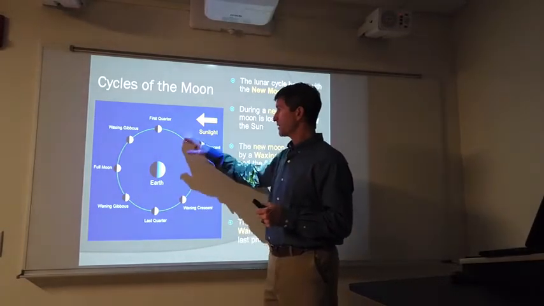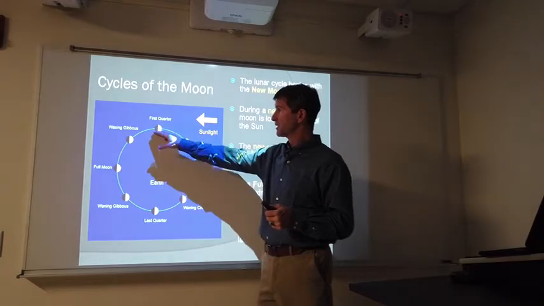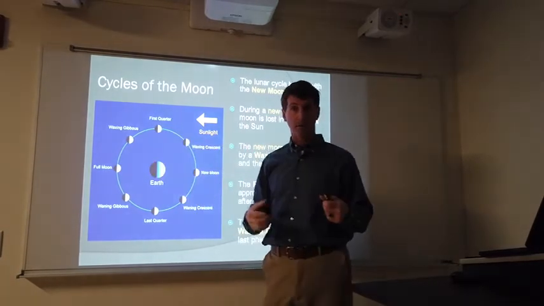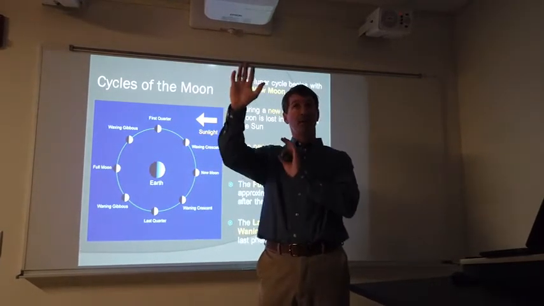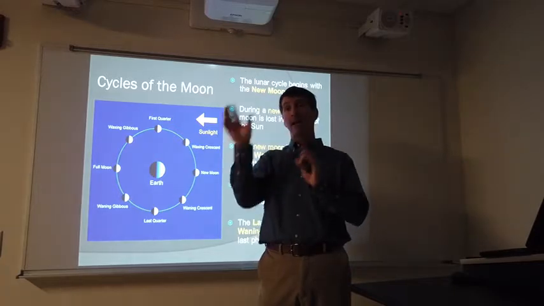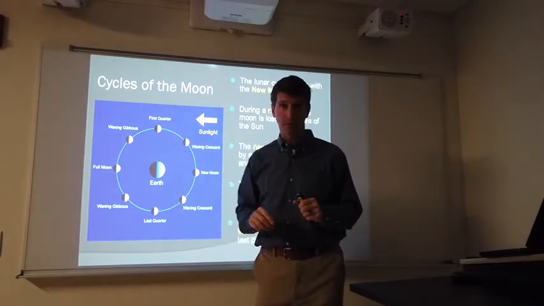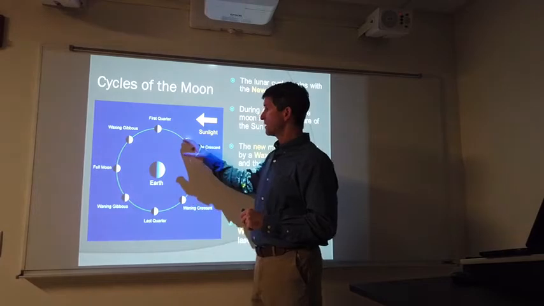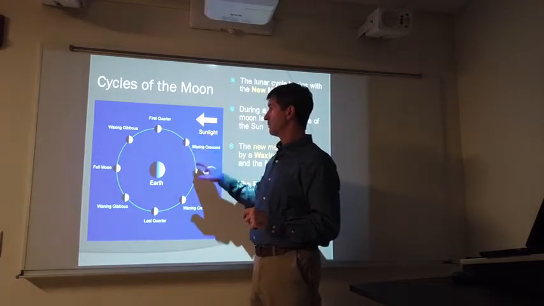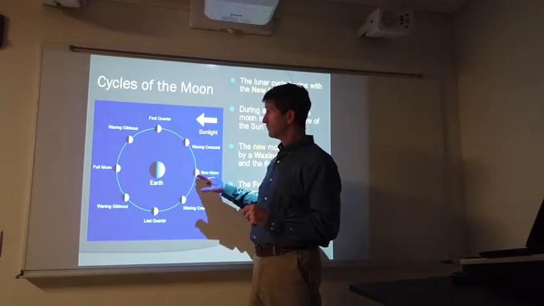We have the waxing crescent, where it's less than a quarter. We call it a quarter because when we look at the moon, we can only see half of it. And if half of that half is illuminated, we're down to a quarter. So the waxing crescent is less than the first quarter, but more than new moon.